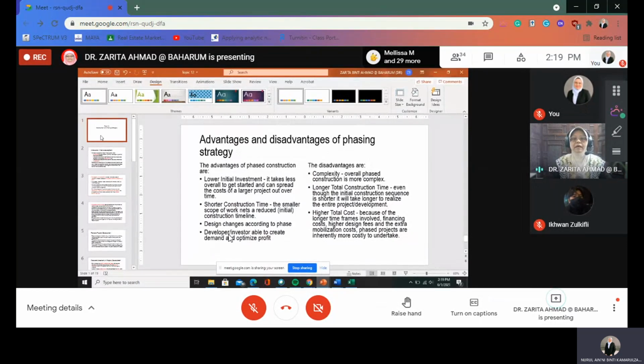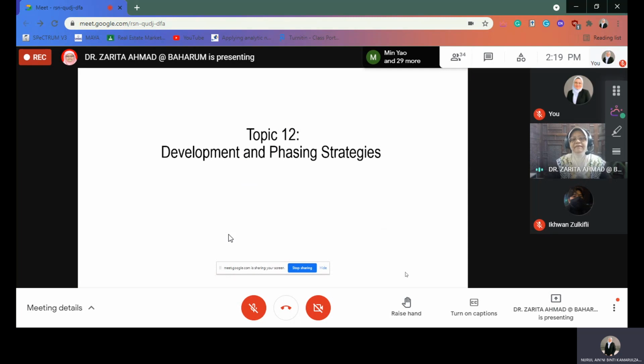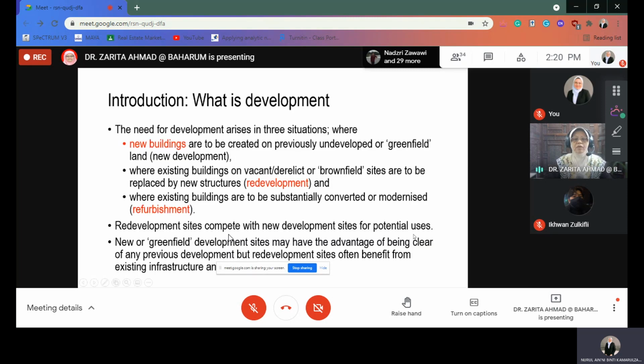All right. We are in topic 12. It's about development as well as financing strategies. When you are talking about development, I'm sure that you are familiar with this. Development can consist of a new building, redevelopment or refurbishment, meaning that you keep the existing buildings. So these are some of the scenarios in regard to development. This is just one basic introduction of what development is all about.